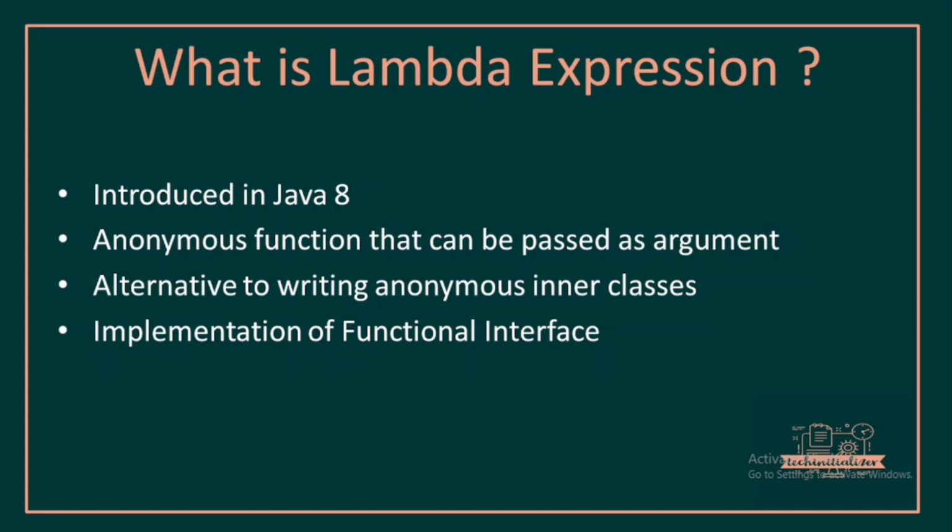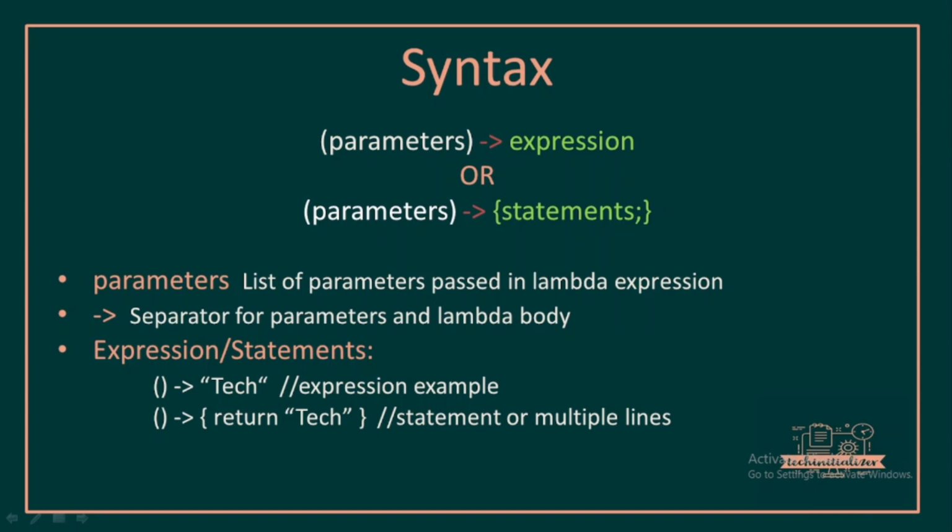Now we have some idea about what lambda expressions are. Let's look at the syntax of lambda expressions. A lambda expression has a list of parameters. Parameters and lambda body are separated by an arrow. The body can be an expression or statements. An expression does not require curly braces, while statements require curly braces.